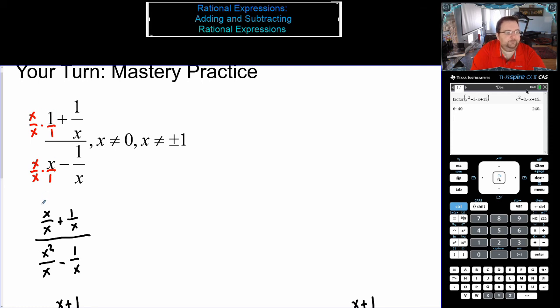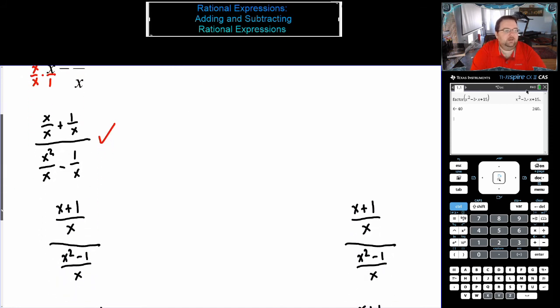Now x times 1 is x, and x times 1 is x. So you have x over x there. And here, x times x is x squared, and x times 1 is x. And so here, that's how you get to this step. Now, because they have the same denominators, we can combine them. So x plus 1 over x is going to be on the top, and x squared minus 1 over x is going to be on the bottom.